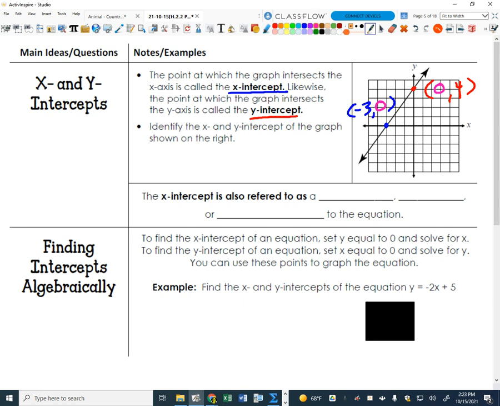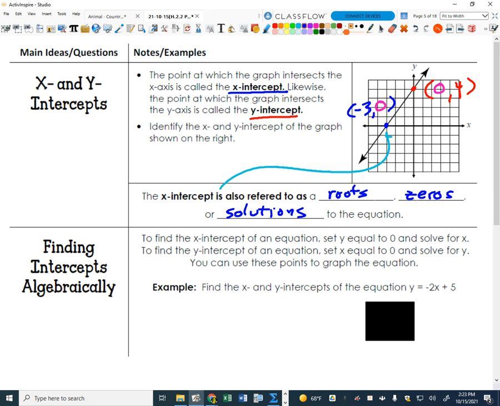Okay, so x-intercepts, there's a little other terminology. We'll talk more about this later. But x-intercepts, so here's an x-intercept. They could also be referred to as roots, zeros, or solutions. Okay? And we'll talk about each of those in a little more detail later on. But for now, they're just interchangeable.